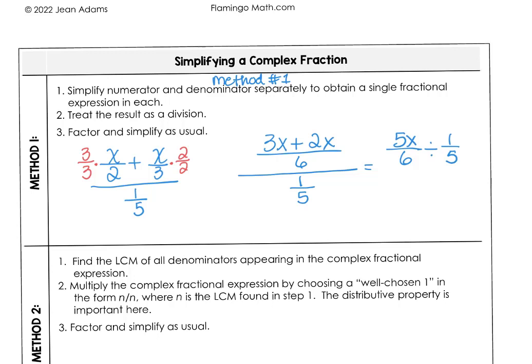And when we put that as multiplying by the reciprocal, we have 5x over 6 times 5 over 1. So simplifying, we got 25x divided by 6. So that's our first method.